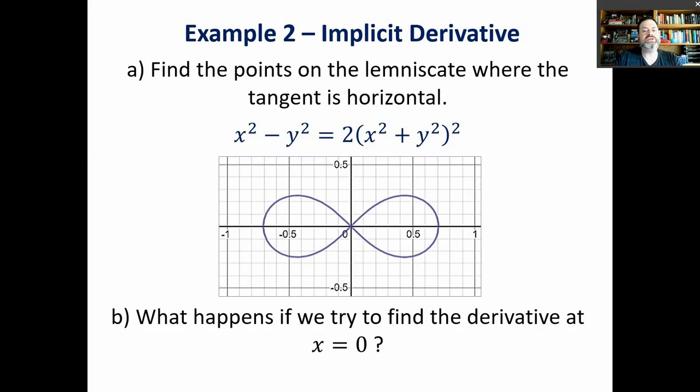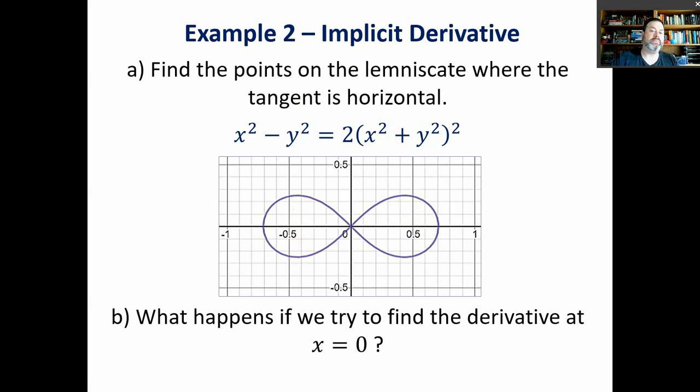So here we have a shape called a lemniscate. And it's a funny looking equation. And we want to know where on the graph is the tangent horizontal. We can see that there's going to be 4 horizontal tangents, right? Right here, here, here, and here. So how do we possibly find the coordinates of these points? Well, we use implicit differentiation.